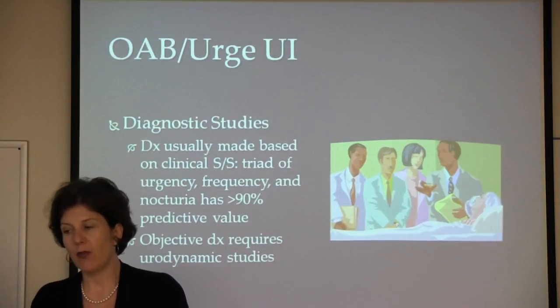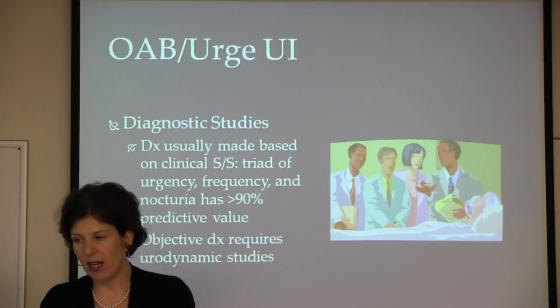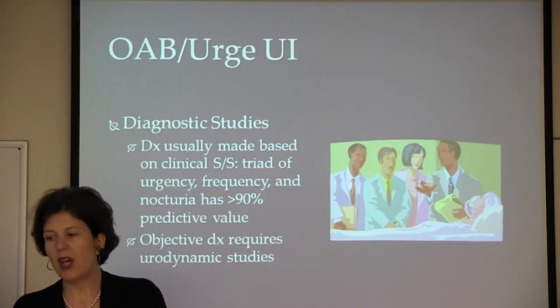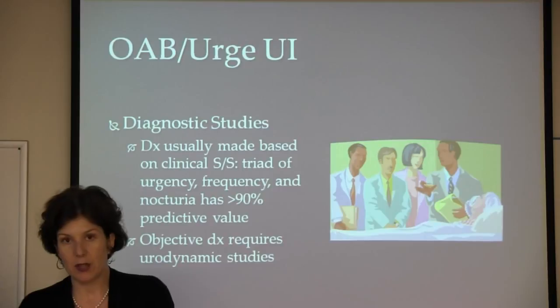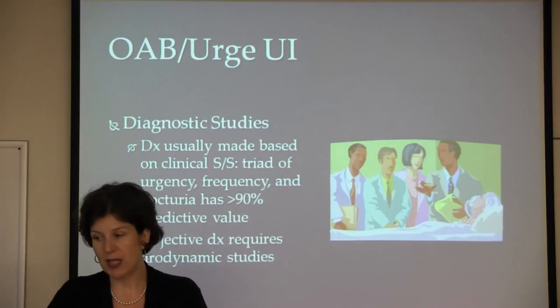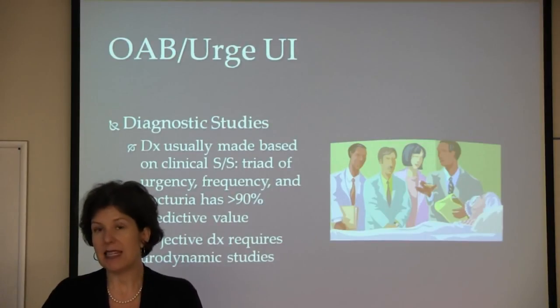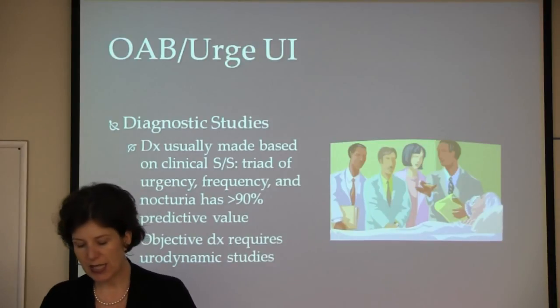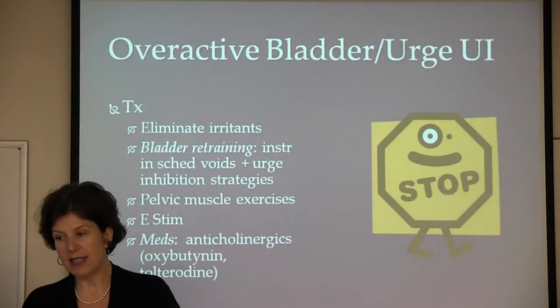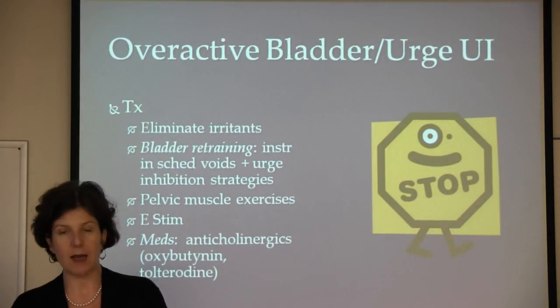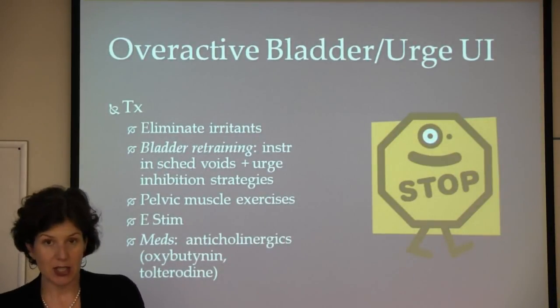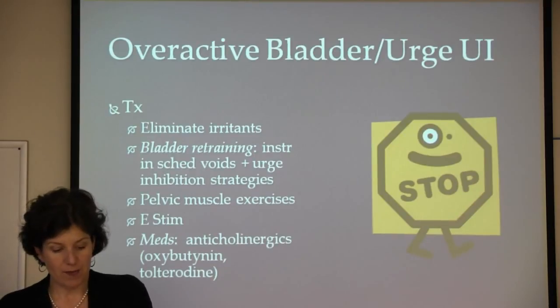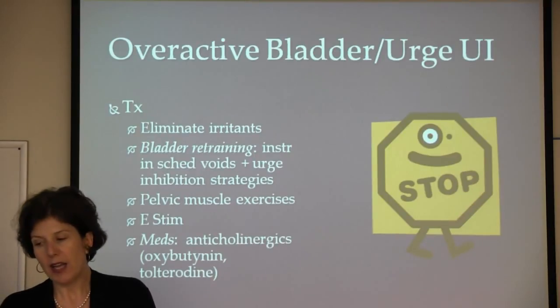So how do we check for overactive bladder or urge urinary incontinence? Typically, you want to base it on clinical signs and symptoms. Do they have the triad of urgency, frequency, and nocturia? Are they getting up more than 1 to 2 times per night? And typically that's a 90% predictive value. Then we can also do urodynamic studies and look to see if they've actually got involuntary bladder contractions when their bladder is not full.